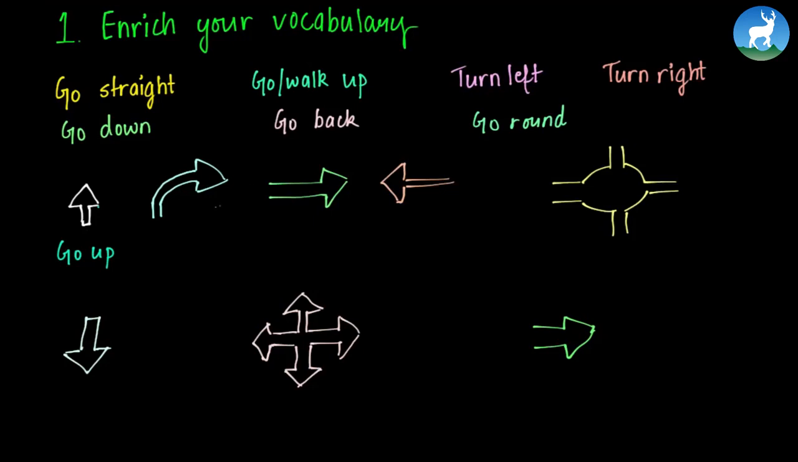Next we have an arrow that asks us to go back, and we have that option as well. Next, this arrow wants us to go right, as the arrowhead is facing towards the right. Similarly, as the arrowhead is facing towards the left, it tells us to go left.